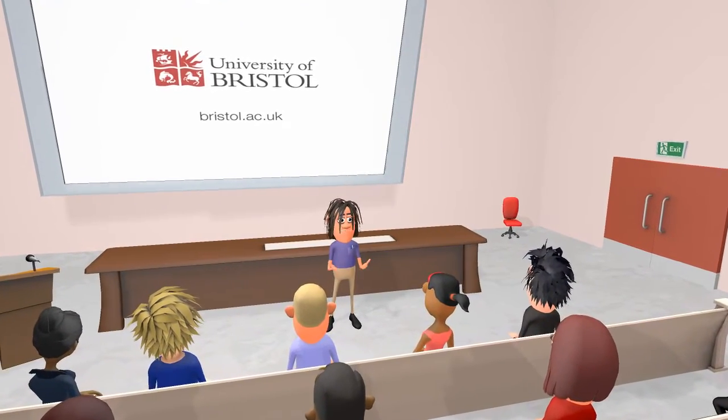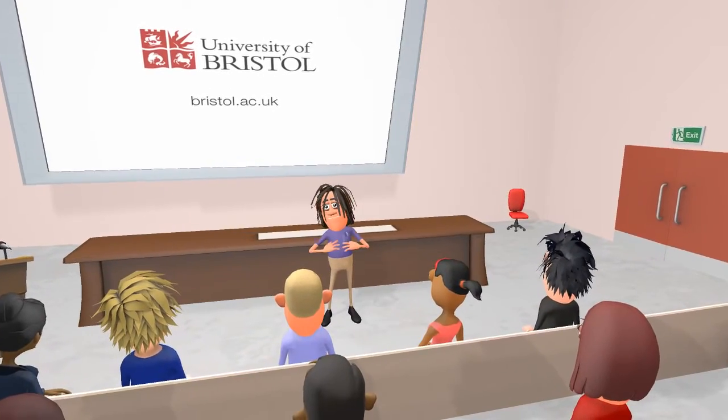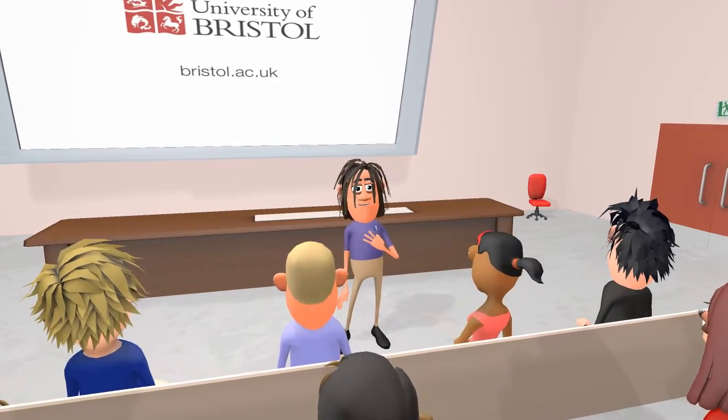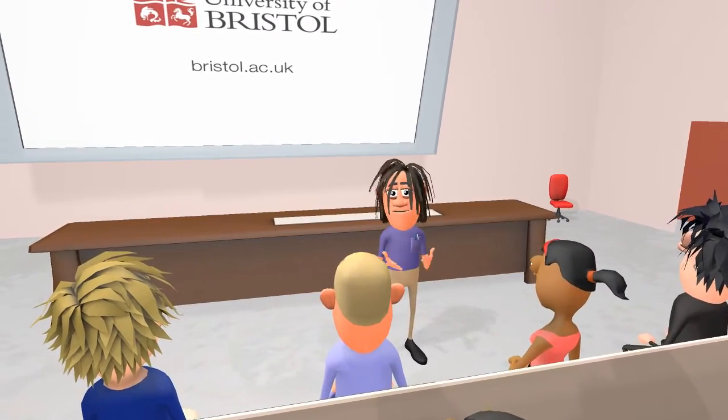Now today we're going to talk about the arterial blood supply to the brain. We shall focus primarily on those blood vessels that give rise to the Circle of Willis, and we'll also look at the cortical supply territories.